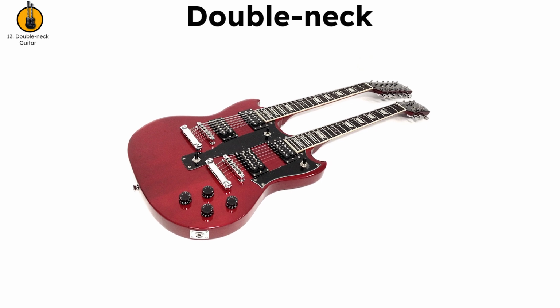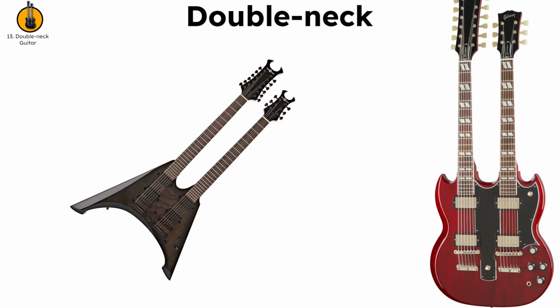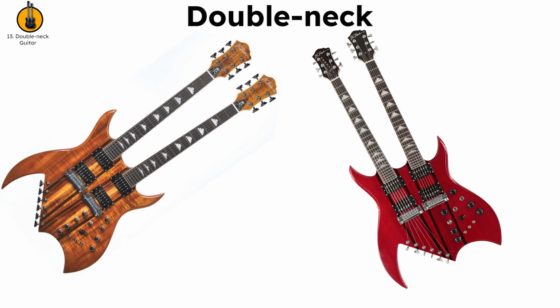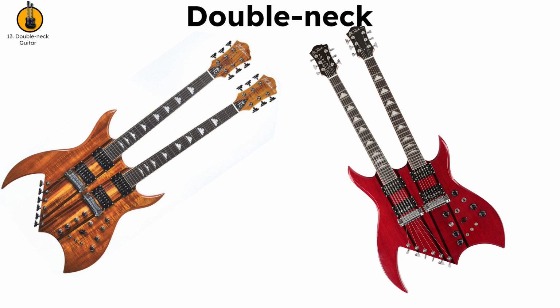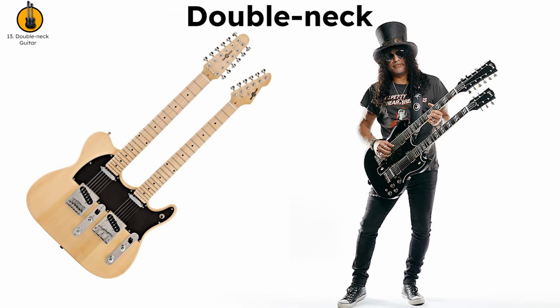Double neck guitar is exactly what it sounds like, a guitar with 2 fretboards on a single body. Each neck typically functions as a complete and independent guitar with its own set of strings, tuning pegs, and pickups for electric double necks. This unique design allows guitarists to switch between different tonal ranges or tunings instantly, mid-performance.